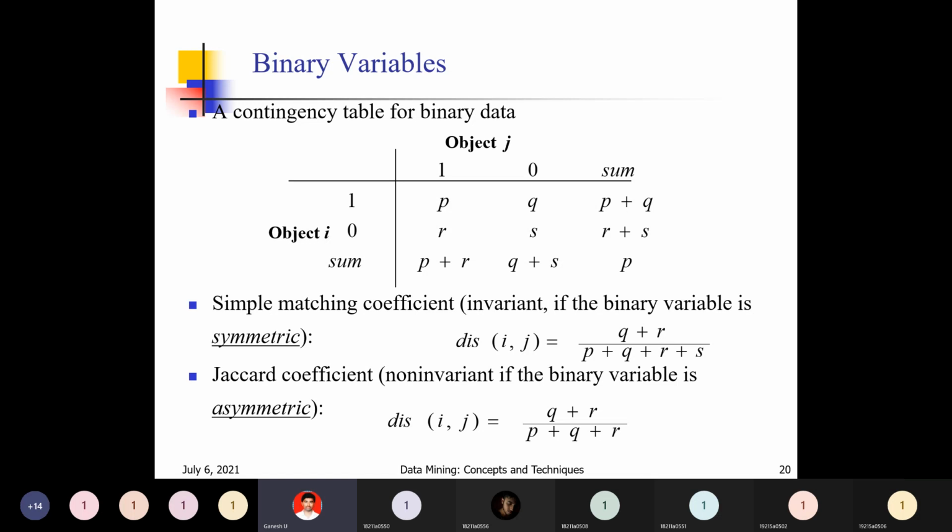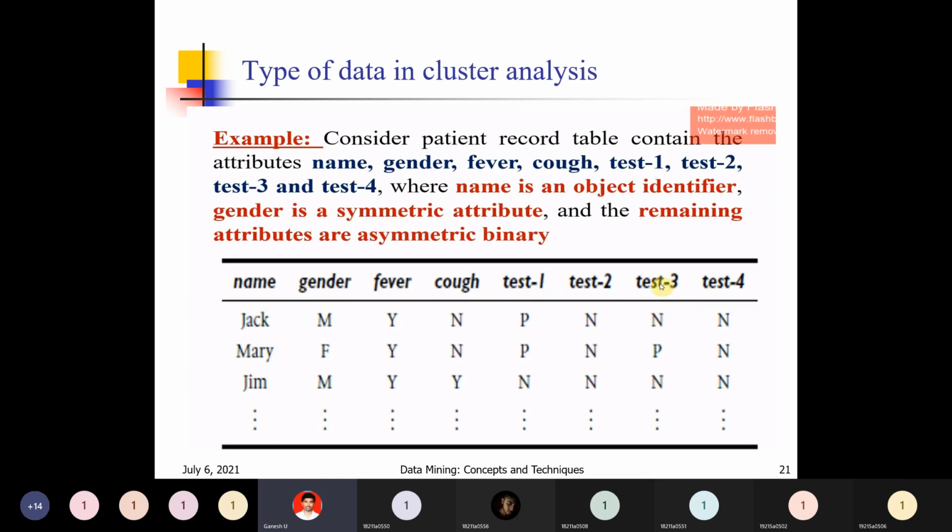Consider a patient record table containing the attributes name, gender, fever, cough, test 1, test 2, test 3, test 4, where name is the object identifier. Name is nothing but the different names we have, the different objects, like i, j, k, l, m. So different objects are there. Gender is a symmetric attribute: male, female. Next, all the remaining ones are asymmetric values.